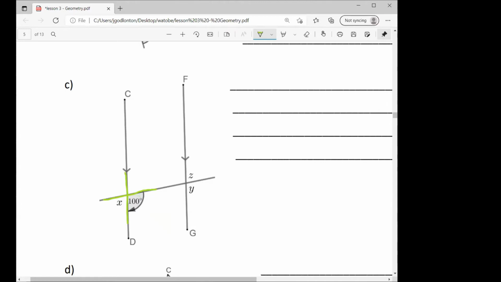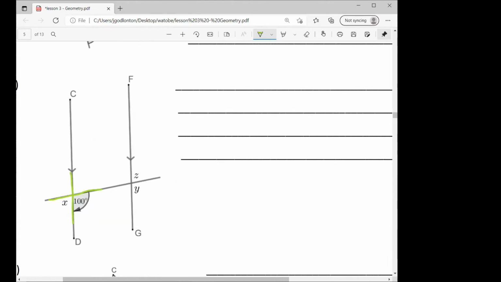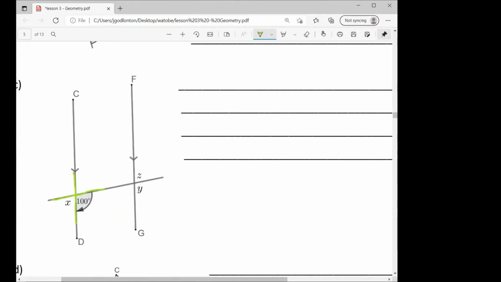Great. Okay, so some of the reasons that are coming in here so far. These two are on a straight line together. So I can say x is equal to 80 degrees because of angles on a straight line.